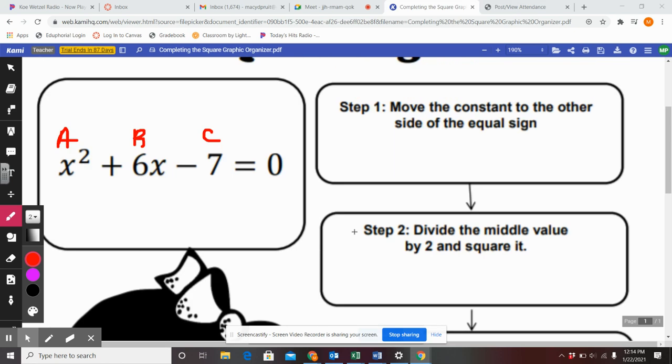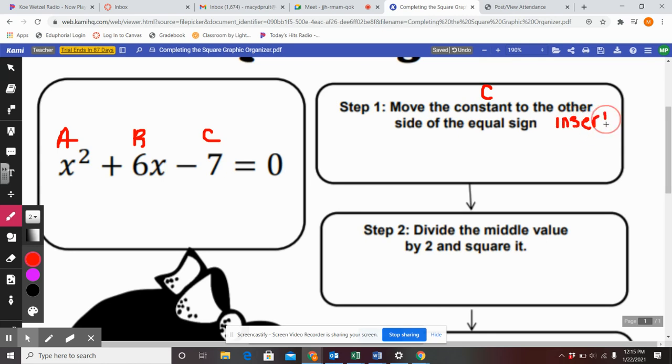Okay, so step 1, it says move the constant to the other side. So the constant, by the way, is your C value. So the first thing we're going to do is move that C value to the right side. And when we do that, you're going to insert 2 blanks.